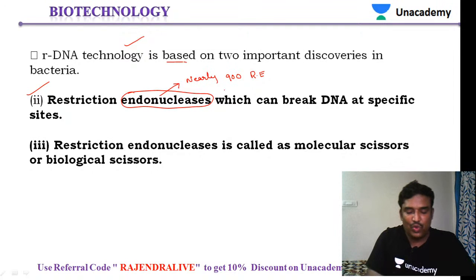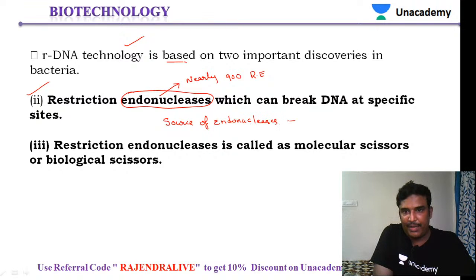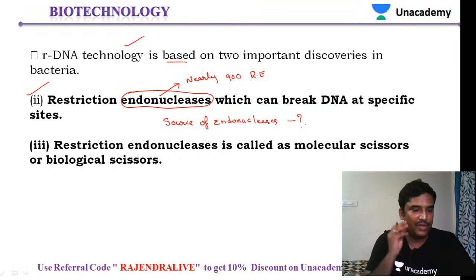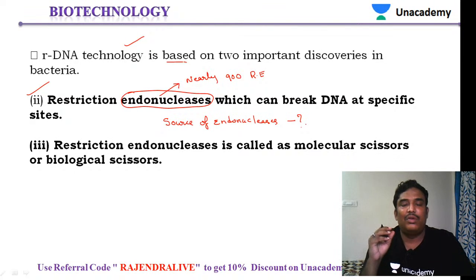So what is the source of restriction endonuclease? That is my question, students. Can anybody answer this question? What is the source of these endonucleases? What is the source of restriction endonucleases? Anybody? Any answer, students?